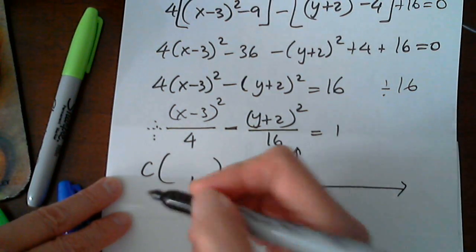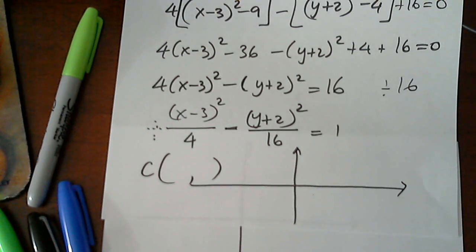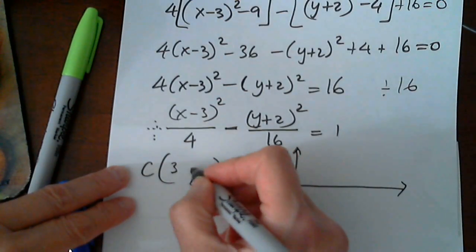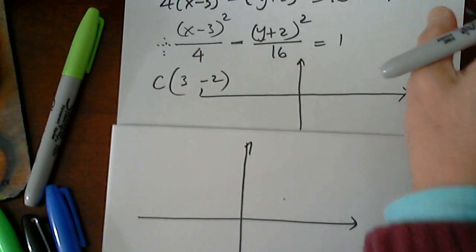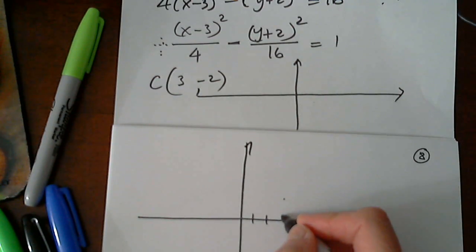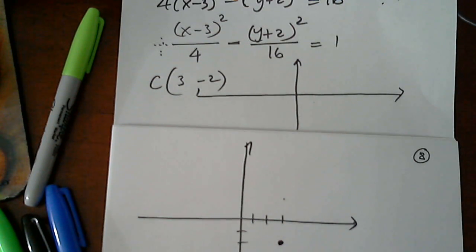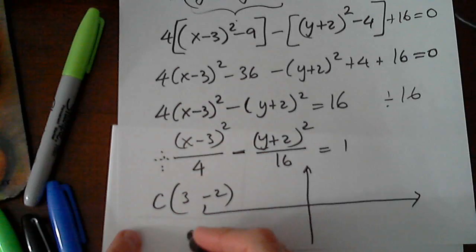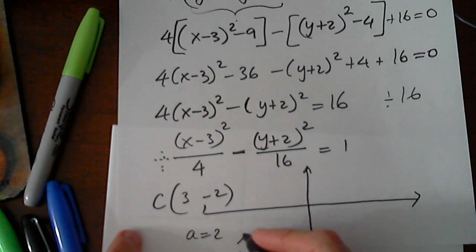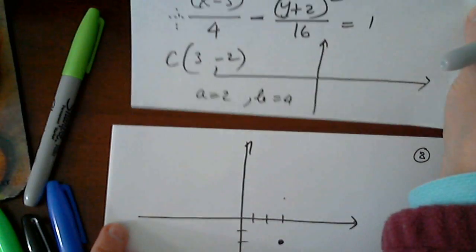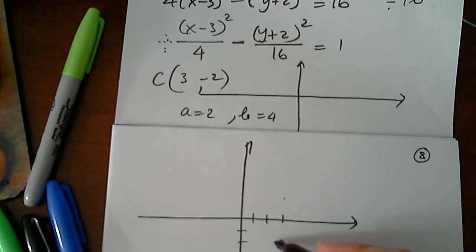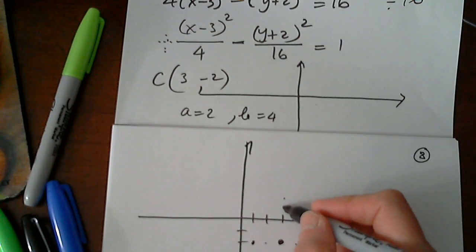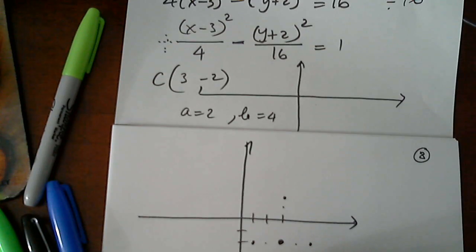Let's identify the center. First of all, can anyone give us the center? Very good, 3, negative 2. Excellent. So I start with that. So 3, negative 2. 1, 2, 3, 1, 2. Here is the center. Good. So a is 2. b is 4. One, 2. 1, 2. 1, 2, 3, 4.